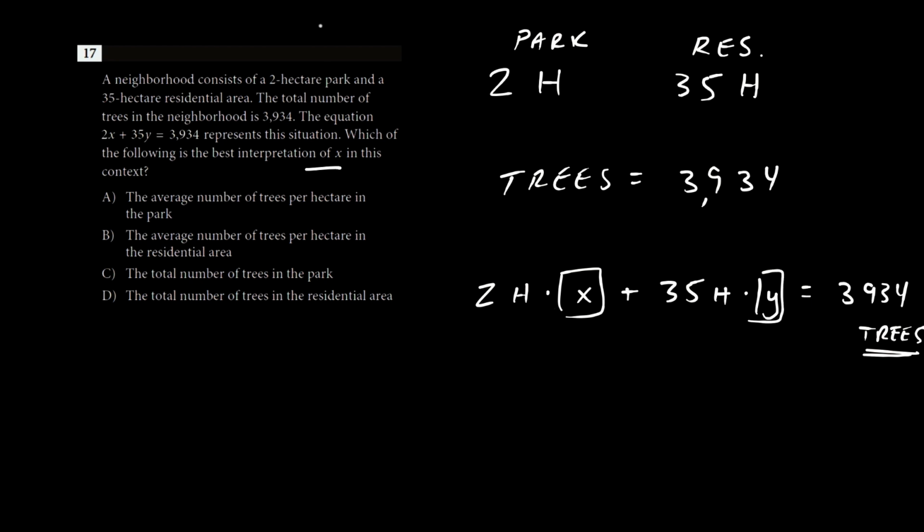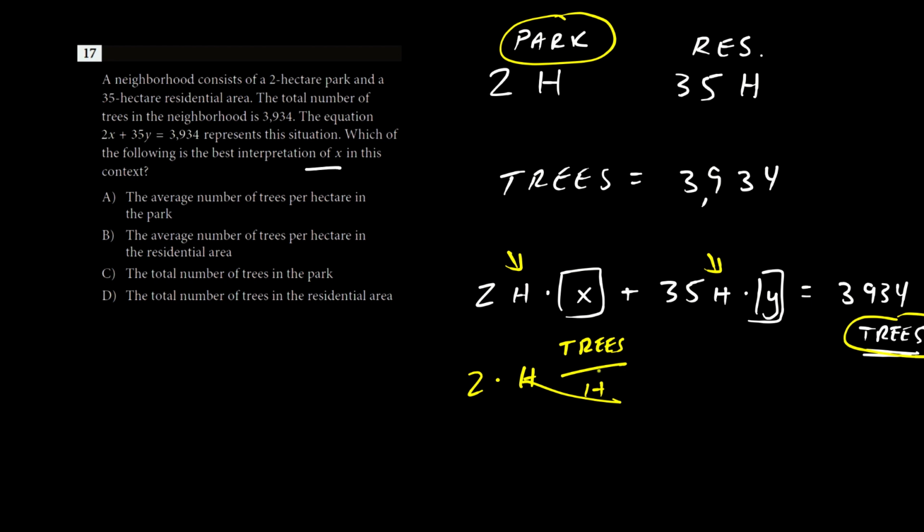So our issue, it's these hectares, this h, we don't want that. So whatever we multiply with x has to cancel that out. And we do want an answer of trees. So that means we want x to be trees, because that's what we want. And that's going to need to cancel with the h, or the hectares. So it's trees per hectare. So that will cancel out. And then if we're talking about the x value, the x is the one associated with the 2. So that has to do with the park. So that's got to be trees per hectare in the park, which looks like it is choice A.